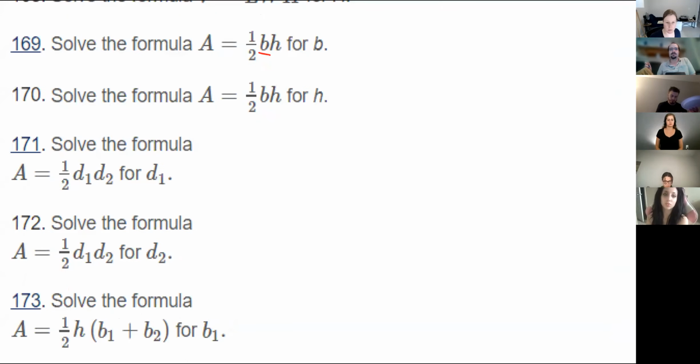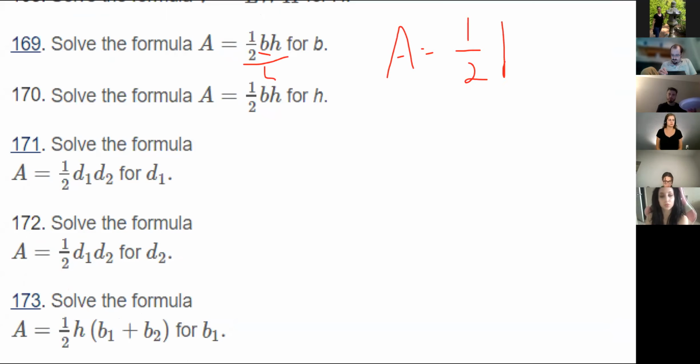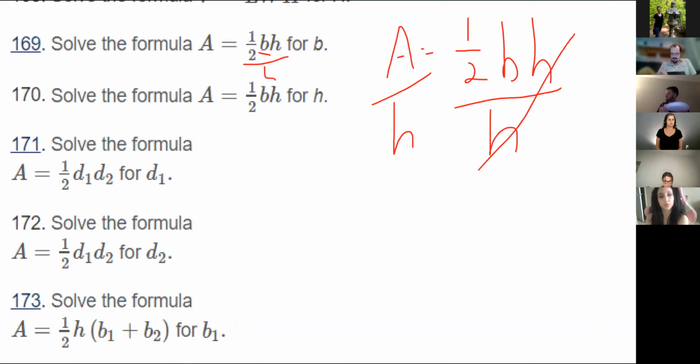So I took the formula and then divided both sides by h. Okay, so dividing by h. So a equals 1/2 b. So I believe that gets rid of our h's. And do y'all, this is just a personal preference, I'm probably going to swap the sides this is written on.